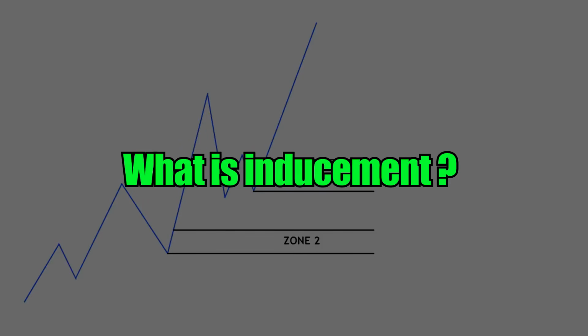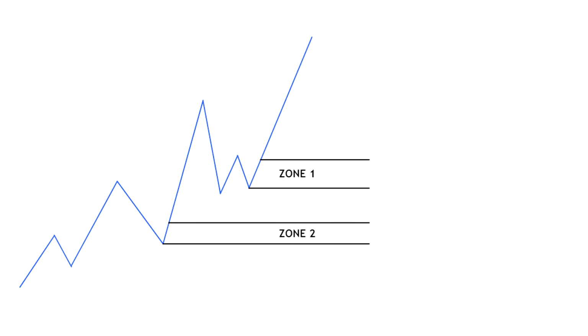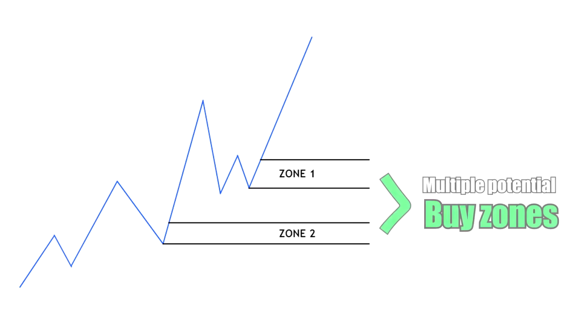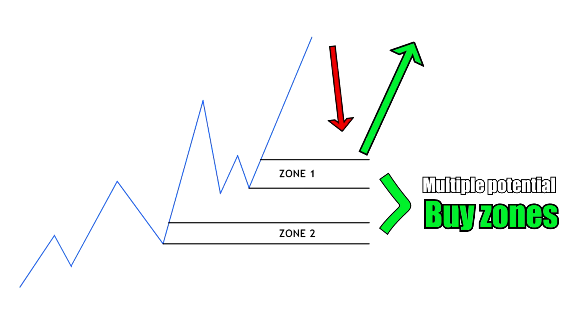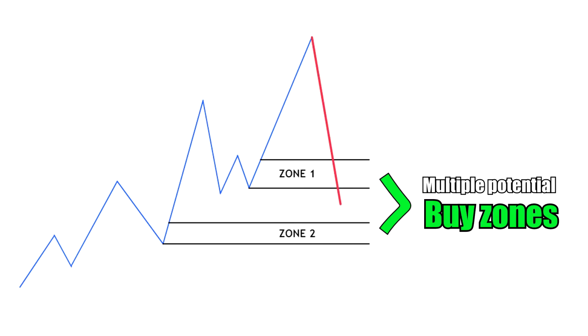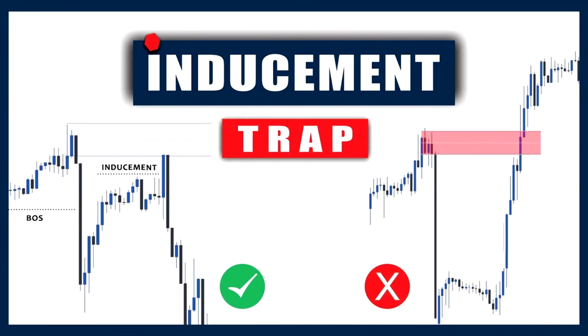So let's start by explaining what inducement is. Inducement refers to the market's tendency to lure traders into early entries by presenting multiple potential buy zones, especially in an uptrend. Often, traders are enticed to enter at the first support level, only to see price dip further, hit a deeper zone, and then move in the intended direction. This early entry gets stopped out, leaving the trader frustrated, but recognizing this pattern helps you anticipate market moves more effectively, wait for better confirmations, and ultimately make smarter, higher reward trades.